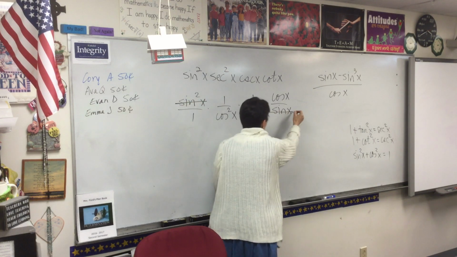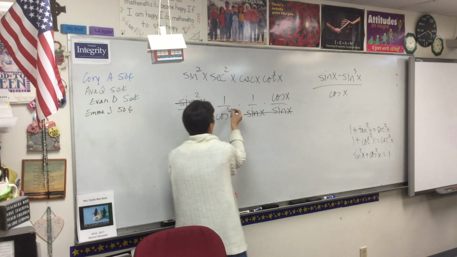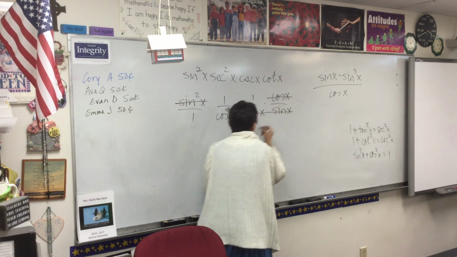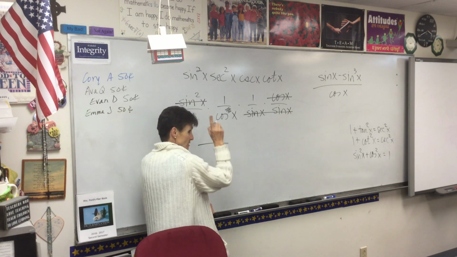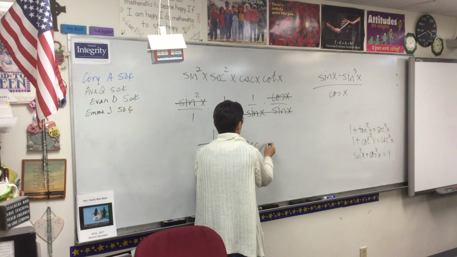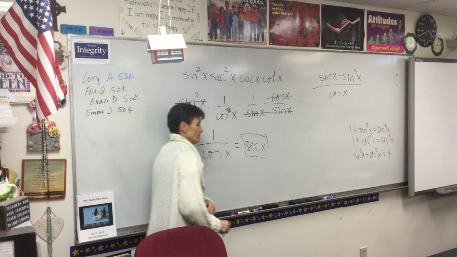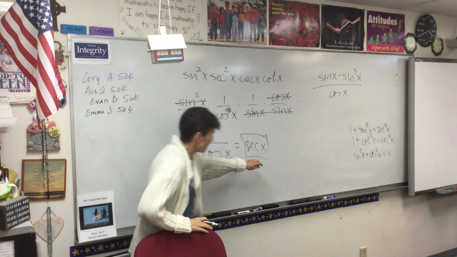I think we lose all the sines, don't we? Take one cosine out, and we can take out one of these cosines. So what's left on the top? 1 over 1. 1's on the top. What's on the bottom? Cosine, which is secant. Very good. And 1 over cosine would be okay, right? Yes, I said before, this is better.